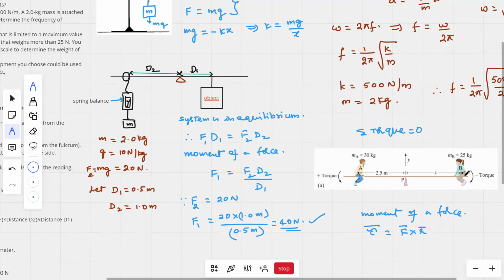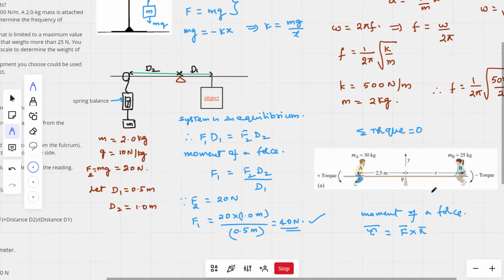The torque is nothing but the rotating effect of the force. Here the child is rotating the seesaw in the clockwise direction. This child is rotating the seesaw in the counterclockwise direction. If the counterclockwise torque is equal to the clockwise torque, then the seesaw is balanced. That means both the children will be sitting like this.